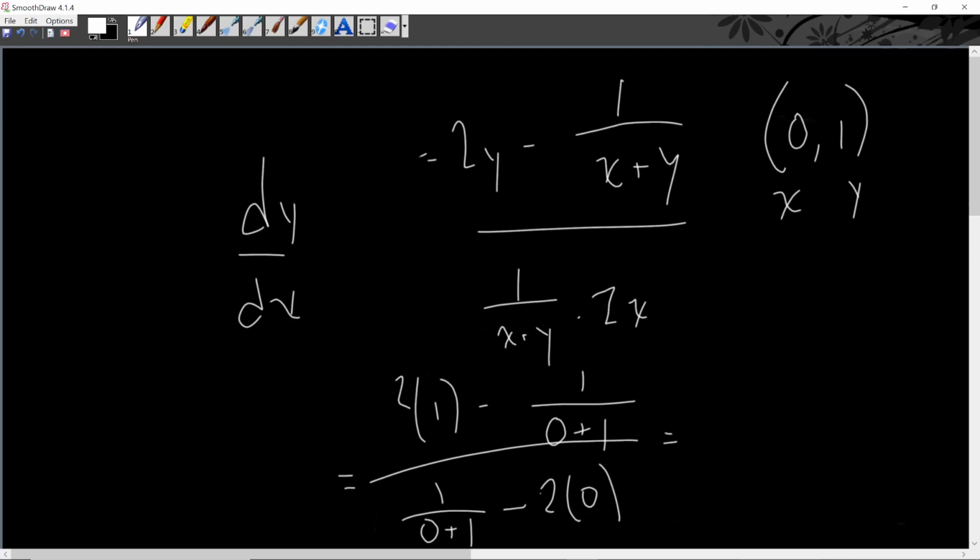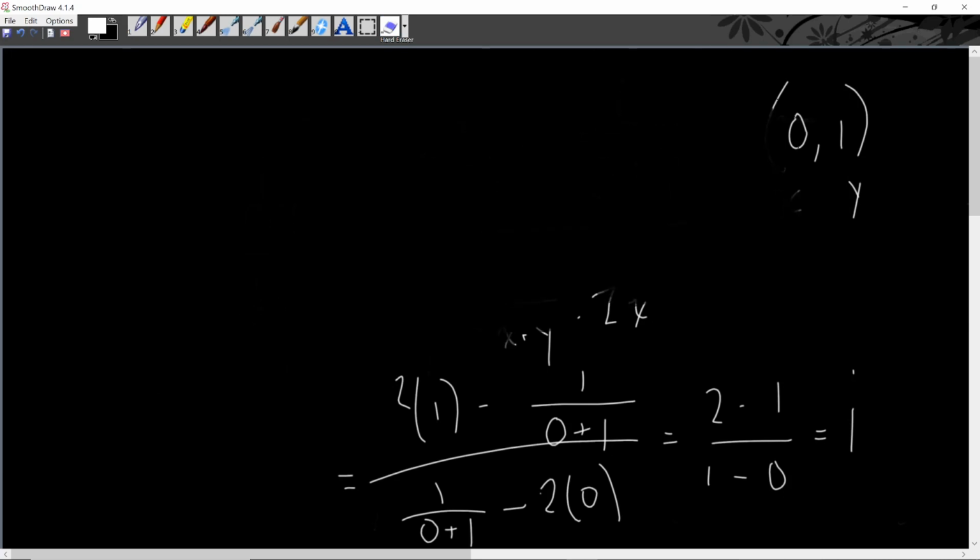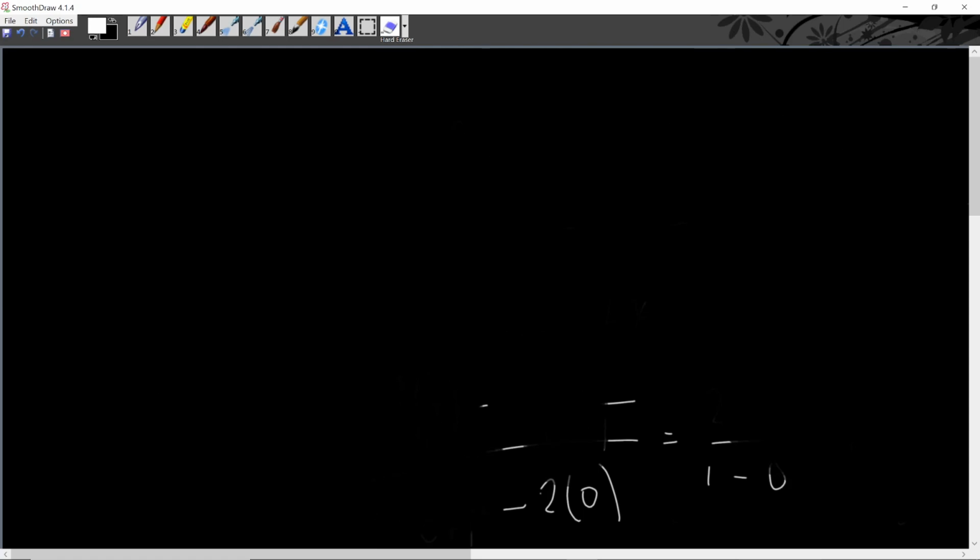Now this is just going to be simple math. We have 2 times 1, which is 2, minus 1 over 0 plus 1, which is 1, all over 1 over 0 plus 1, which is 1, minus 2 times 0, which is going to be 0. 2 minus 1 is 1, 1 minus 0 is 1, so we have 1 over 1, which is going to be a nice and simple 1. It feels like it kind of invalidated all of our hard work, but I think it's even more beautiful when really complicated ideas can look really simple.